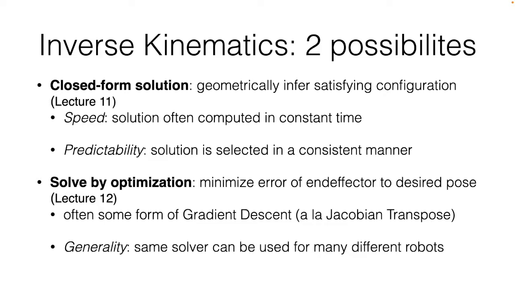To solve that problem, there's a separate set of approaches within inverse kinematics that use optimization in order to find those desired joint states. At a high level, these optimization techniques work by trying to minimize some notion of error between the current end effector's position and the desired pose of the end effector. And that's what today's lecture is going to focus on: these optimization-based approaches to inverse kinematics.